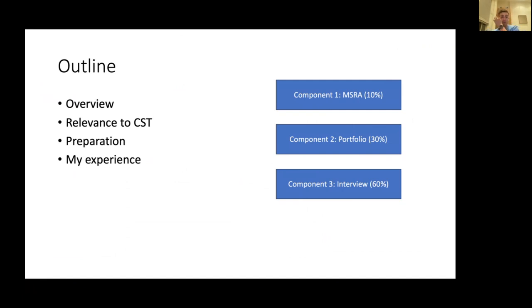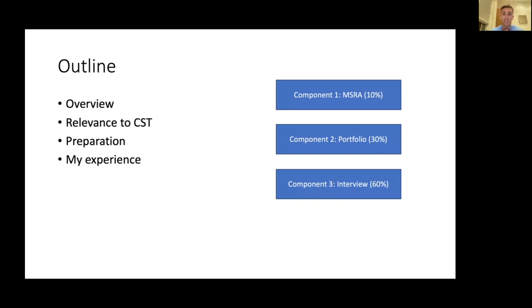I've split it up into 4 points. Point 1 is a brief overview, just summarizing what you might already know. Point 2 is why it is relevant, and there are 2 parts to it: one is it gets you to the interview, and the second is it actually counts towards your overall score as well. We'll discuss the importance of each. The third part is preparation, with some tips and advice. And then I'm going to share my experience, because I think sometimes that's the most insightful in these circumstances.